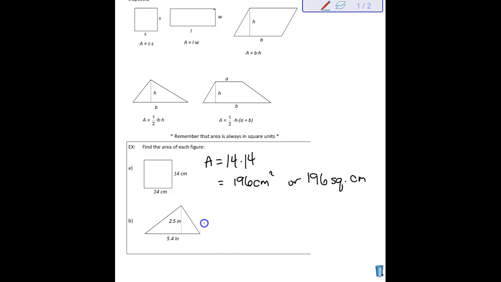Okay, now let's take a look at this triangle. So the area is going to be equal to 1/2 times our base, which is 5.4, times the height, which is 2.5. Okay, so go ahead and multiply that out, and you get the area of this triangle is 6.75. What are those units? Well, now the units for this one are inches squared. That's a little squared superscript there. Not 2. It doesn't mean times 2. Okay?